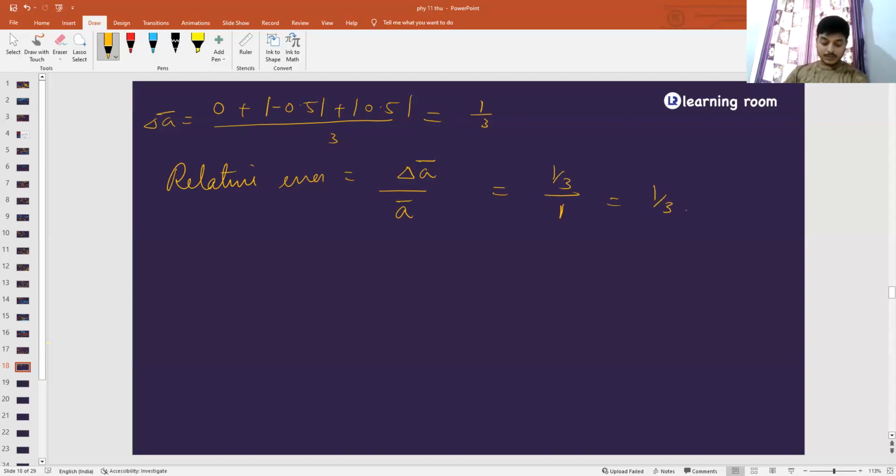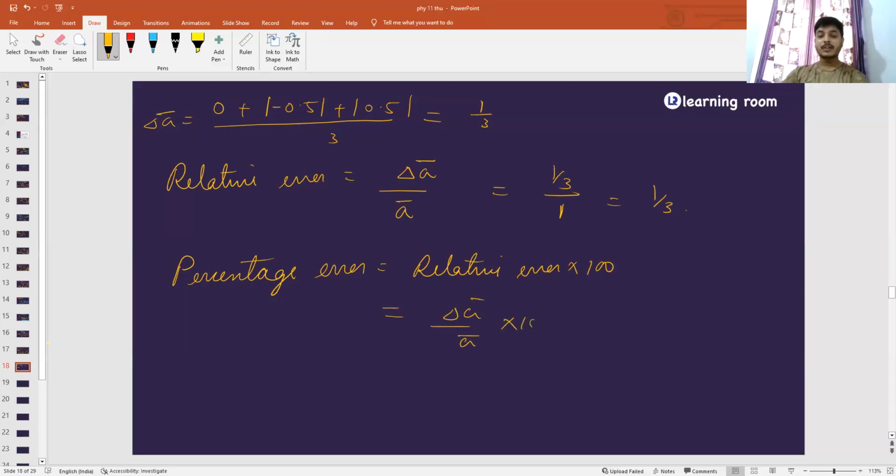Now one more thing is the percentage error. This is the last term. That is relative error into 100, that means delta A bar divided by A bar into 100. Delta A bar by A bar is 1 by 3 here, into 100. That means 33%. This is my percentage error in this particular observation.